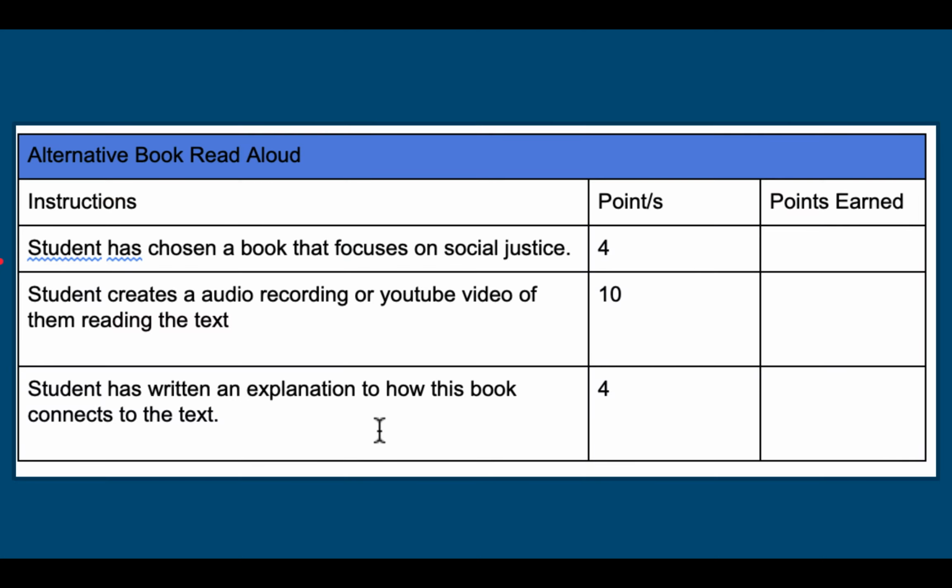All right. And this is where the student has chosen a book that focuses on social justice. You'll get 4 points for that. A student creates an audio recording or a YouTube video of the reading of this text. That's where the main points are coming from. And you've written an explanation of how this book connects to the text. This is your paragraph, just like in the visual representation, where you explain why you chose to do that and how it connects. You'll do the same thing for this, and you'll have an outline for that as well.